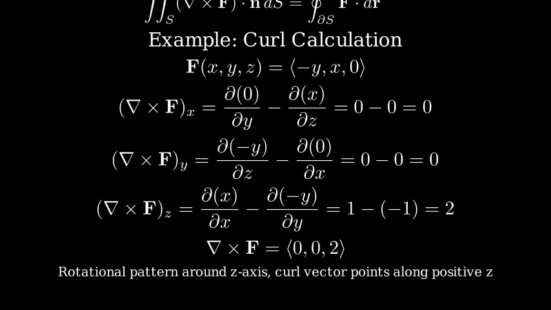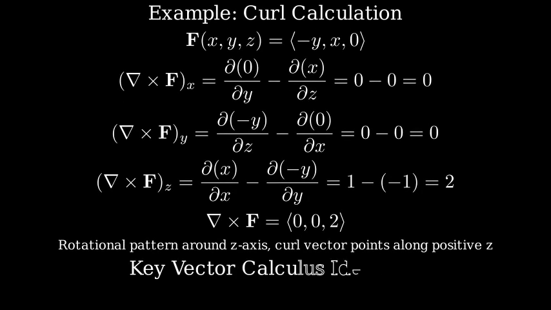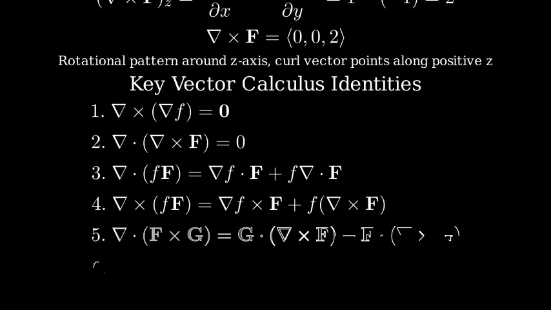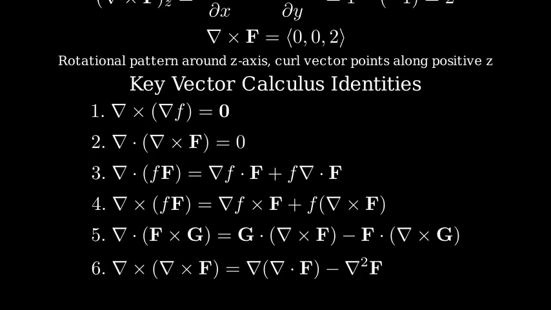Finally, let's discuss some key identities that tie these operators together. 1. The curl of a gradient is always 0. Del cross del f equals 0. 2. The divergence of a curl is always 0. Del dot del cross F equals 0.